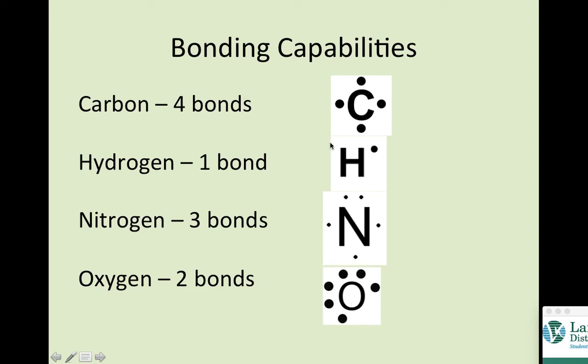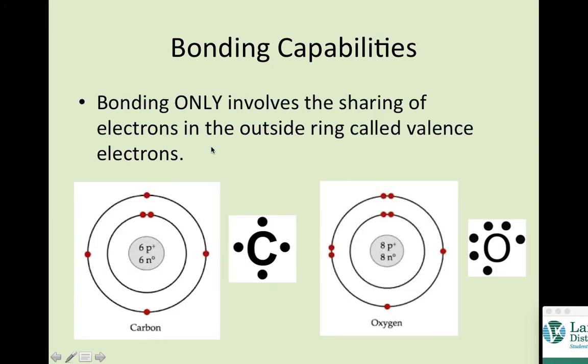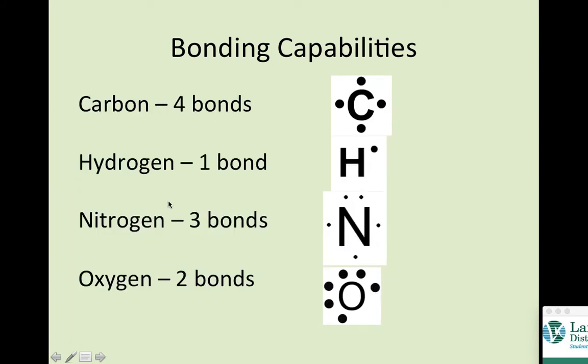Now hydrogen's special, okay, because if we go back, our first energy ring can hold 2. So hydrogen either needs to donate an electron or to grab an electron, but it only needs 1 because it needs to fill its outer shell, and hydrogen's outer shell would just have the 2 electrons. So hydrogen's bonding capability is only 1.